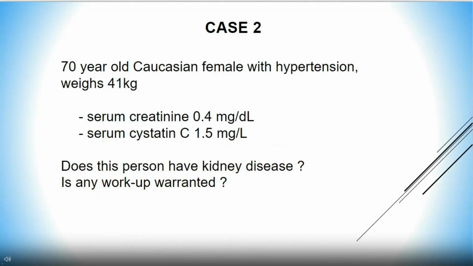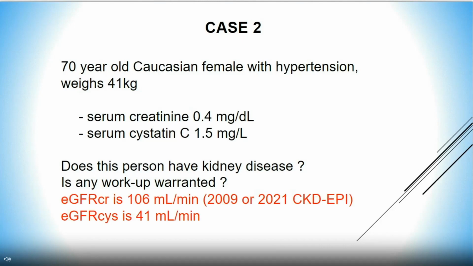Second case is a 70-year-old Caucasian female with hypertension who weighs 41 kilograms. So kind of a tiny person, and her serum creatinine is 0.4 and her serum cystatin C is 1.5. So here is a scenario where if you look at the serum creatinine, you can guess that the GFR is probably going to be quite high. And indeed, if we calculate the GFR, here's what we get.